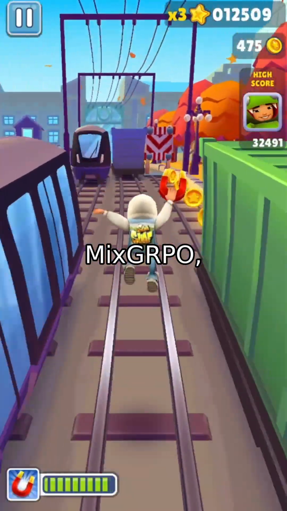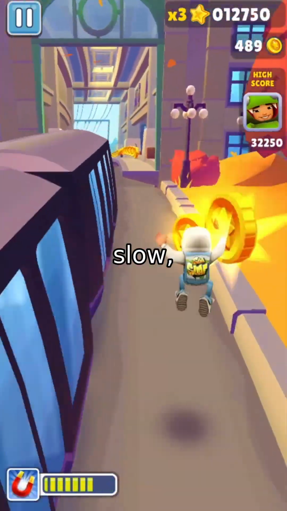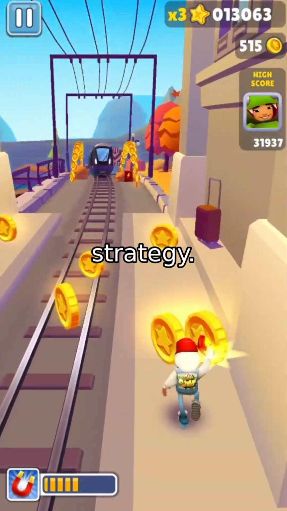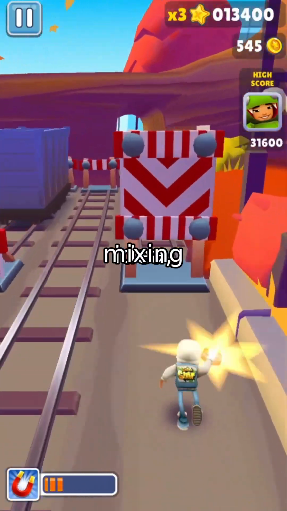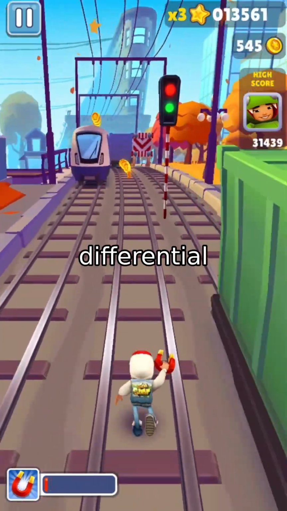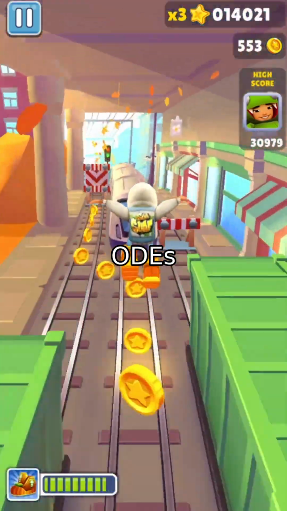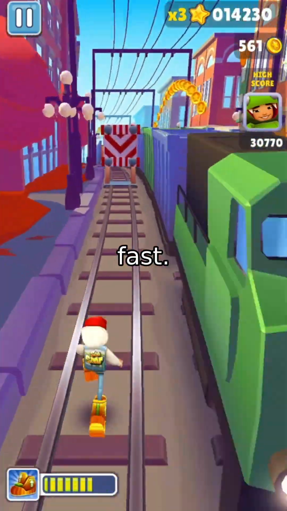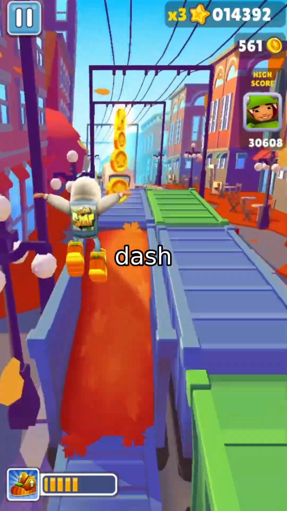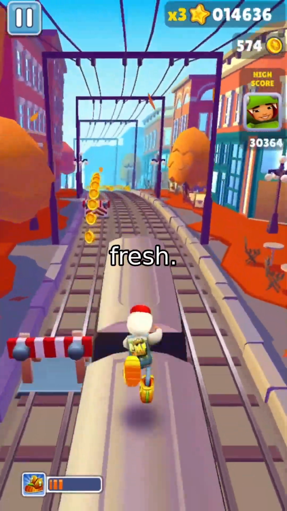Enter MixGRPO, the AI equivalent of switching from a slow, methodical puzzle-solving approach to a smarter strategy. The key idea: mixing two types of math tools, Ordinary Differential Equations, ODEs, and Stochastic Differential Equations, SDEs. ODEs are like a straight path, predictable and fast. SDEs add a dash of randomness, like splattering paint to keep things fresh.